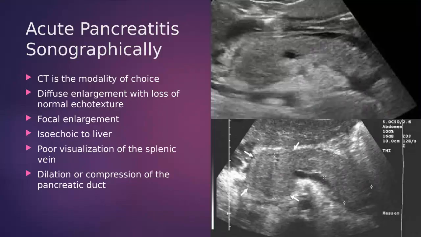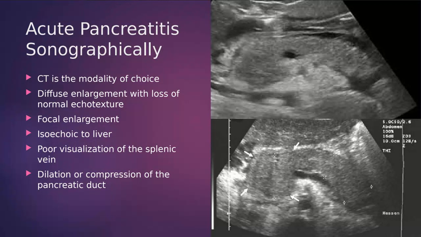So let's take a look at what this is going to look like on ultrasound. So again, we are not the modality of choice. CT is. If we are evaluating this on ultrasound, we are going to see diffuse enlargement with loss of the normal echo texture. So it is going to start to become a little bit more isoechoic to the liver, a little bit larger than it would be. We're going to see poor visualization of that splenic vein traveling through that pancreas. We are also going to see dilation or compression of the pancreatic duct as well. Dilation is probably going to be the more likely finding rather than compression.